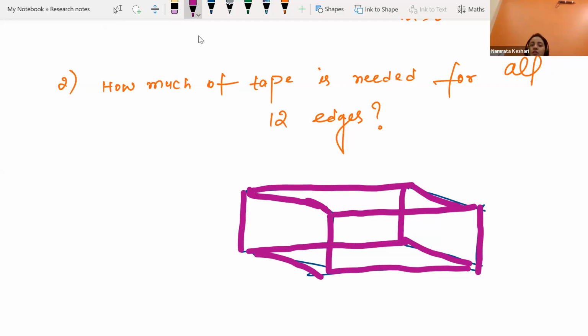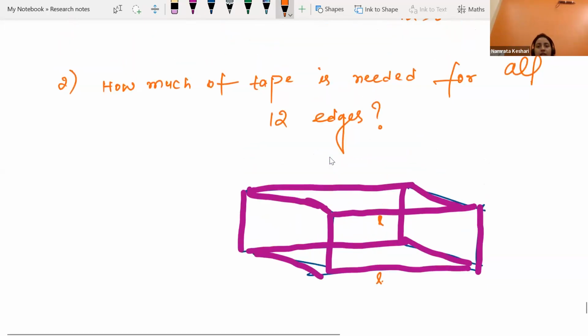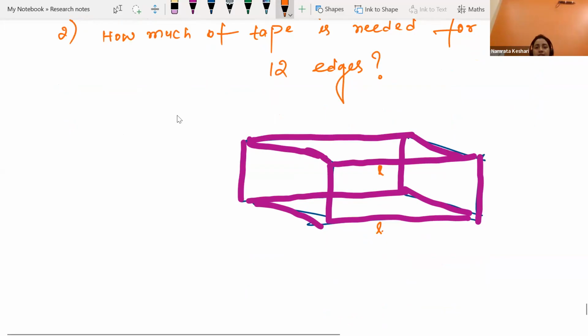So what is the total length of the tape? Total length of the tape, that means we are just measuring. Let's measure what will be the length of the tape. So here can we say this must be L? Yes or no? Yes, ma'am. If yes, then it is the sum of all the sides. How many heights are there? How many lengths are there? How many breadths are there?